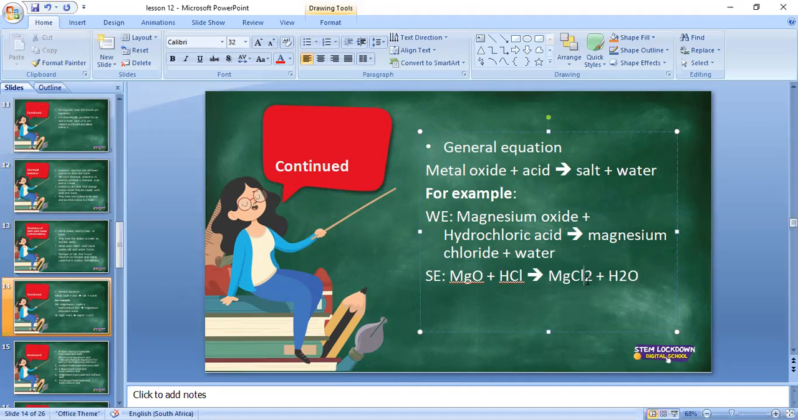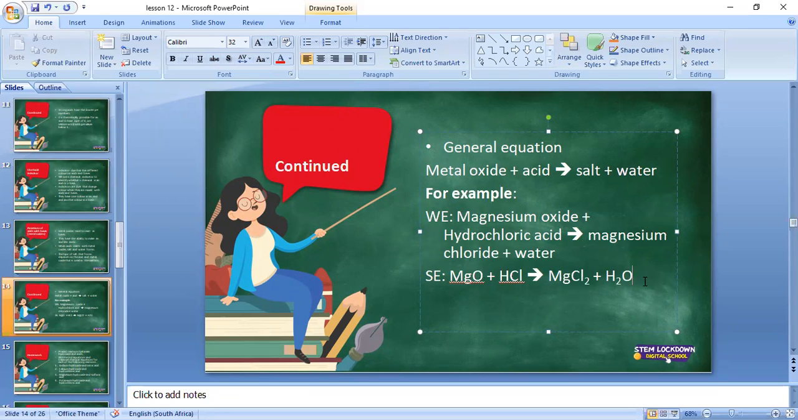Can you see it, grade nines? I want you to understand this, because you will work with this until you become a chemical engineer, until you become a doctor, until you become a nurse, until you become a biochemist, until you become a teacher like myself. You need to know this. It will never change.